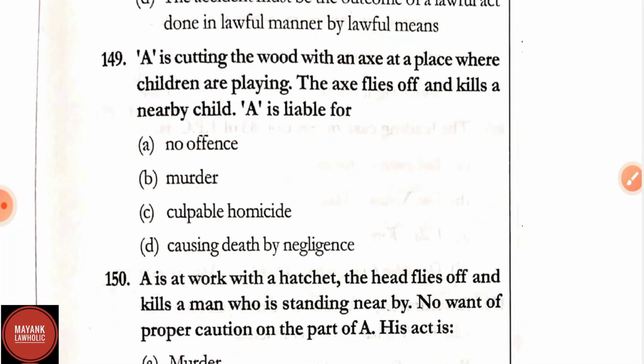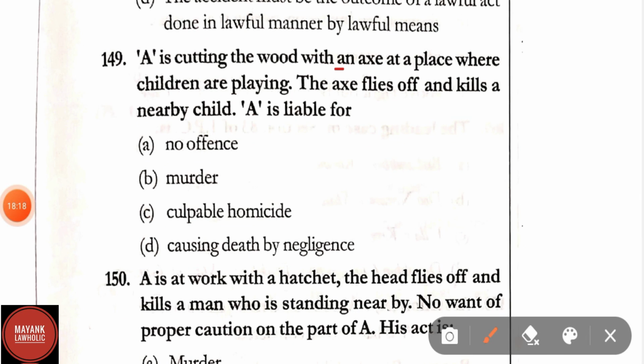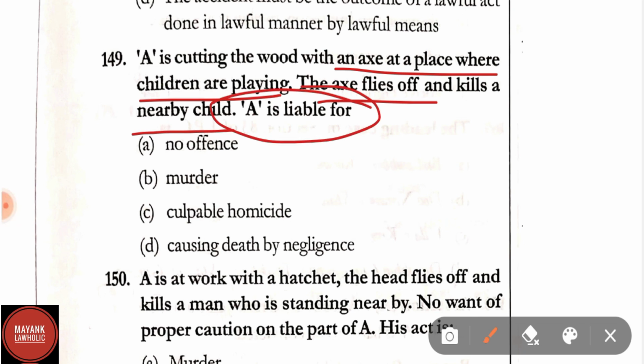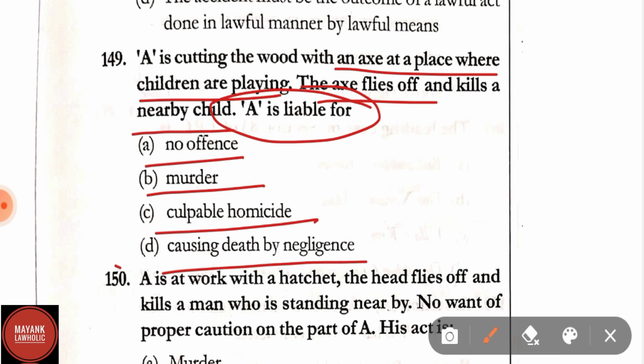Question number 149. A is cutting the wood with an axe at a place where children are playing. The axe flies off and kills a nearby child. A is liable for no offence, murder, culpable homicide, causing death by negligence. Correct answer is option D, that is causing death by negligence.